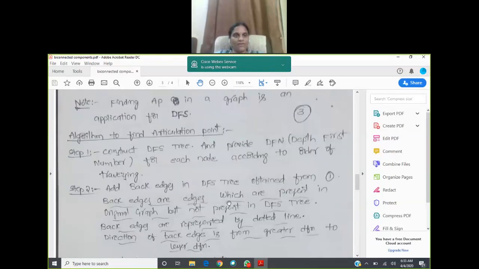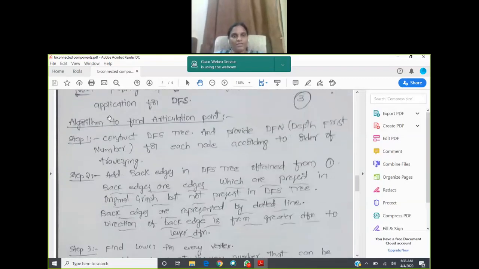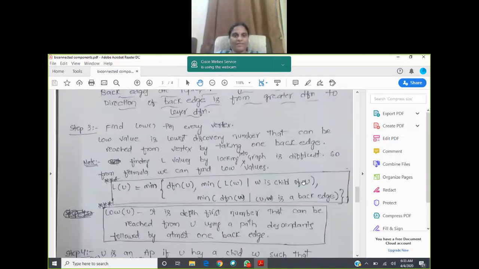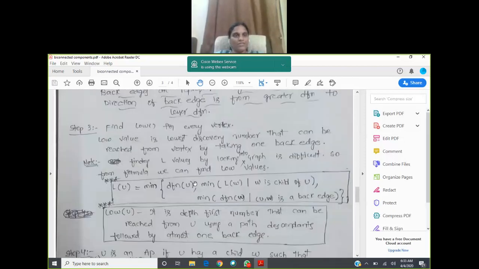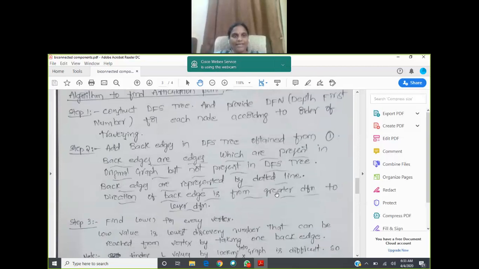So what is the first step in finding articulation points? Construct the DFS tree and mention depth first numbering in the order of traversal of vertices. That is the first step. Coming to the second step. What is the second step? Add back edges in the DFS tree. Then what is a back edge? Back edges are edges which are present in the original graph but not present in the DFS tree.